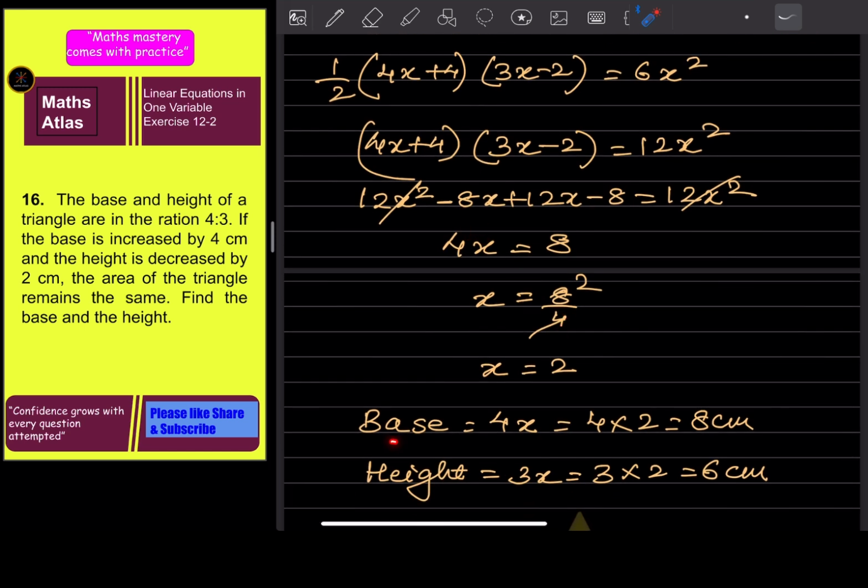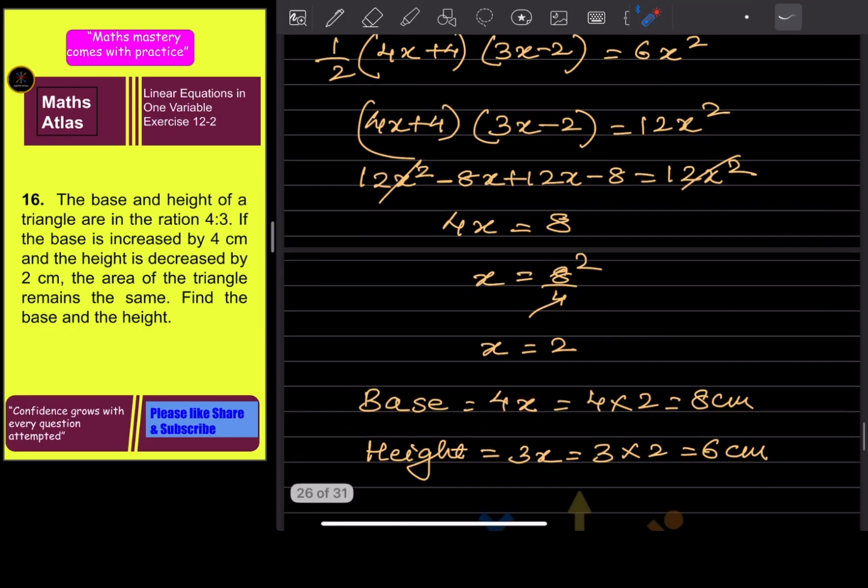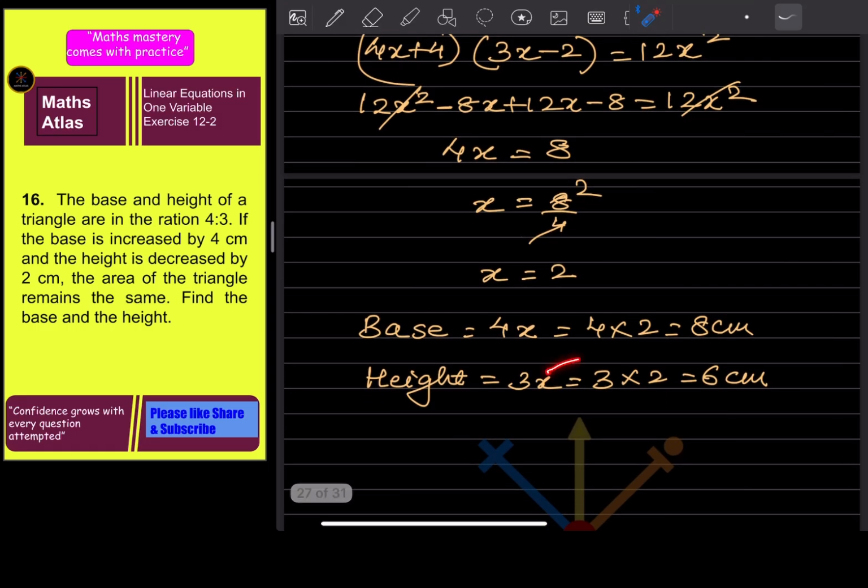So now they want the base and the height. So base is 4x, so 4 into 2 is going to be 8 centimeter, and the height is 3x, so 3 into 2 is going to be 6 centimeter.